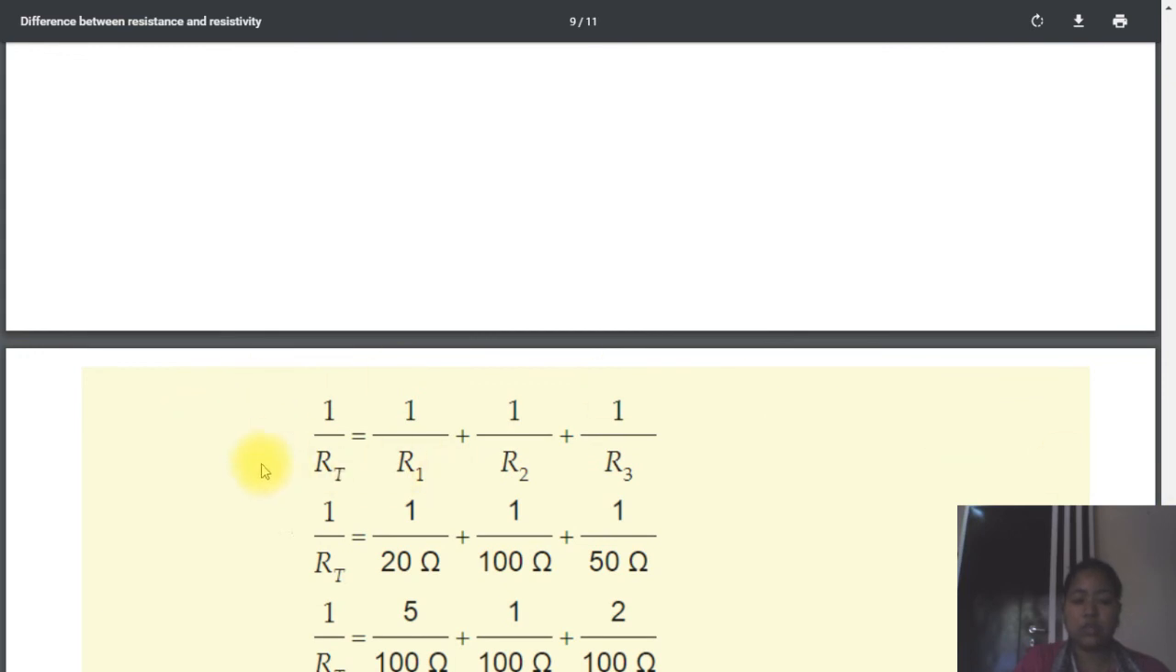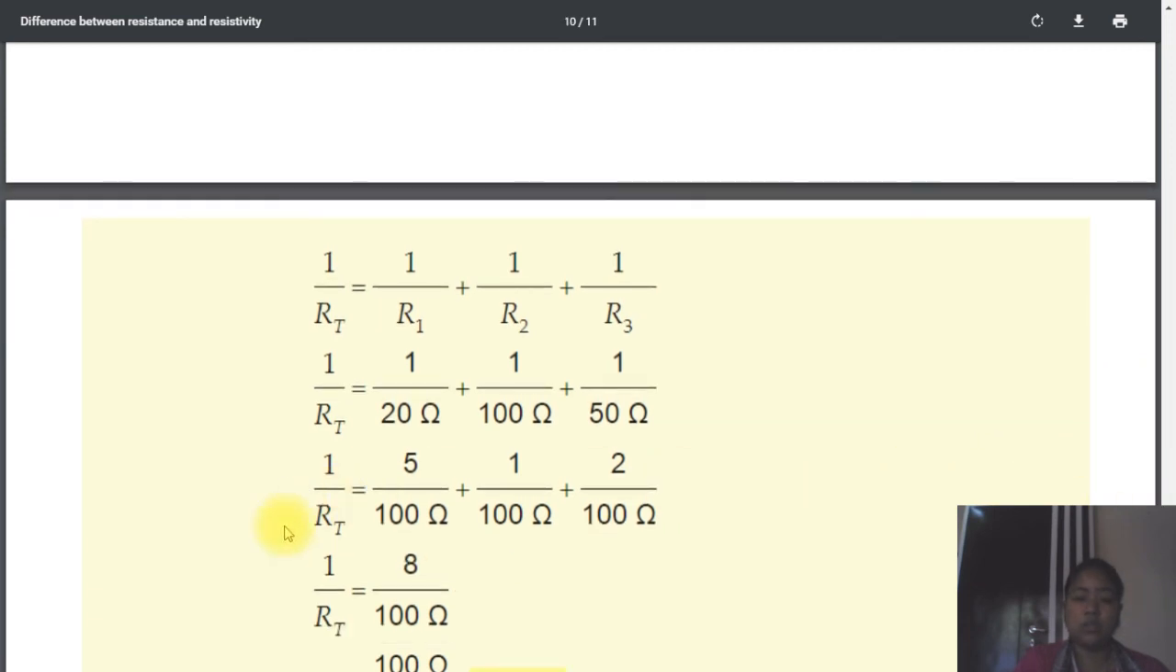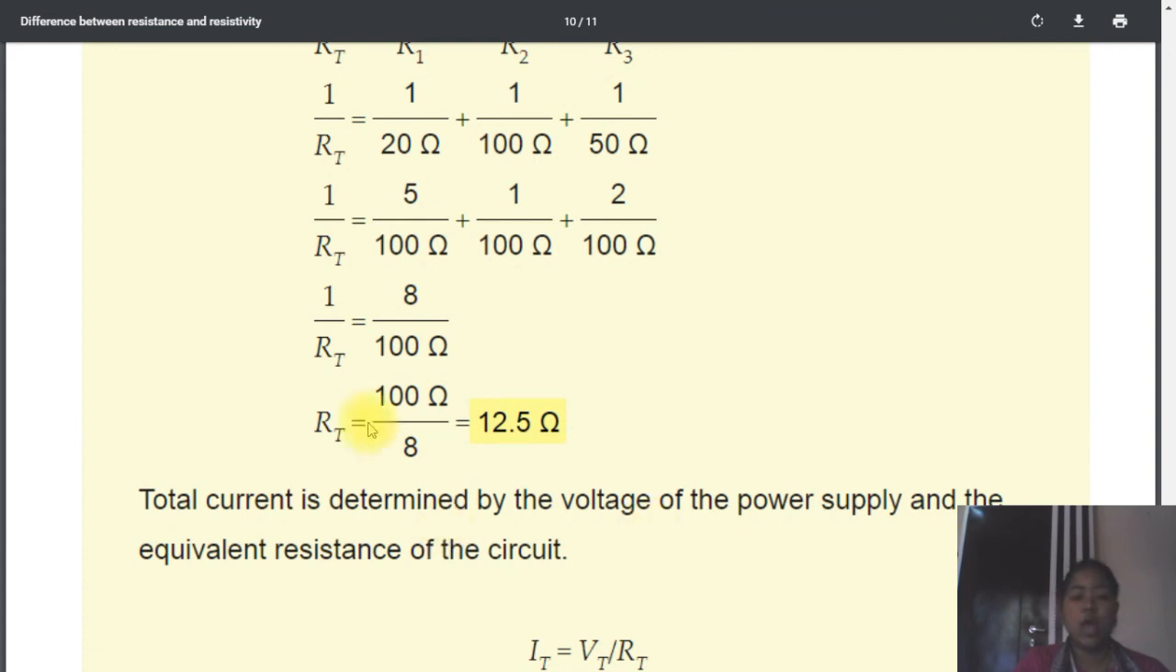After that we have the parallel combination. That is the second part of the question. 1 upon RT, the total equivalent resistance of the parallel combination, will be equal to 1 upon R1 plus 1 upon R2 plus 1 upon R3. We already have the values of all the resistors, so we will calculate 1 upon RT equals 8 ohm upon 10 ohm. If we calculate the parallel combination, we take the reciprocal of the values and cross multiply, then RT will be equal to 12.5 ohm.